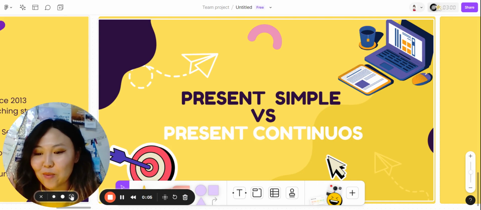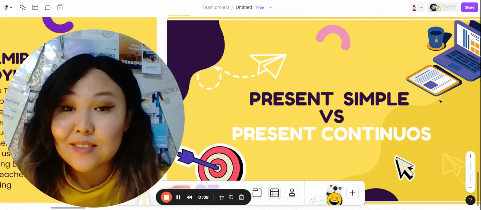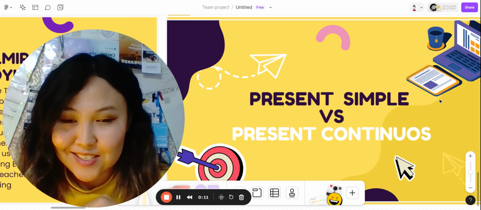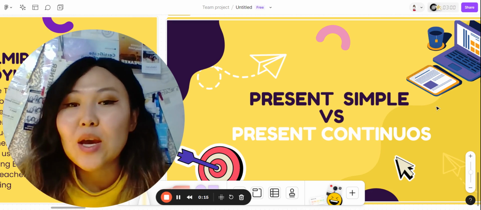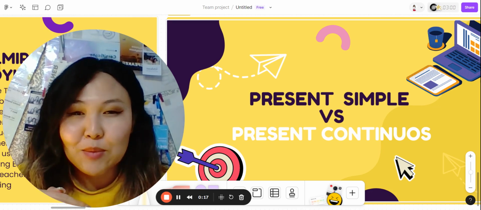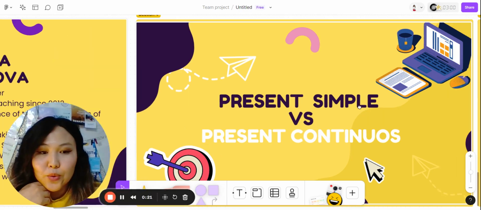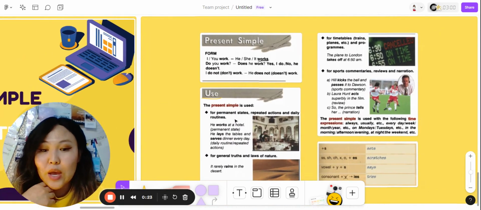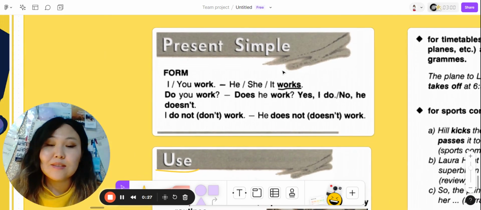We are going to talk about the grammar topic, and as you can see, it is present simple versus present continuous. I'm sure you know this topic really well, but anyways, we are going to refresh some information about these tenses. So I'm going to show you the materials, and we are going to talk about present simple first. The first one is the form.